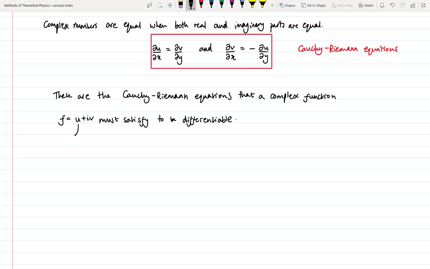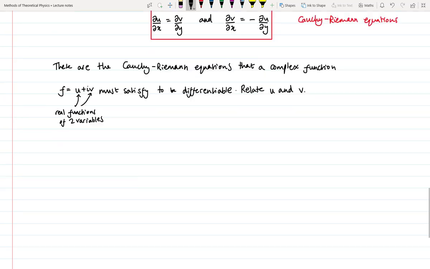And as a reminder, u and v are real functions of two variables, namely x and y. And these equations, these Cauchy-Riemann equations, can be used to relate u and v. This means that if you give me u of x and y, then I can figure out which v makes the resulting complex function differentiable.